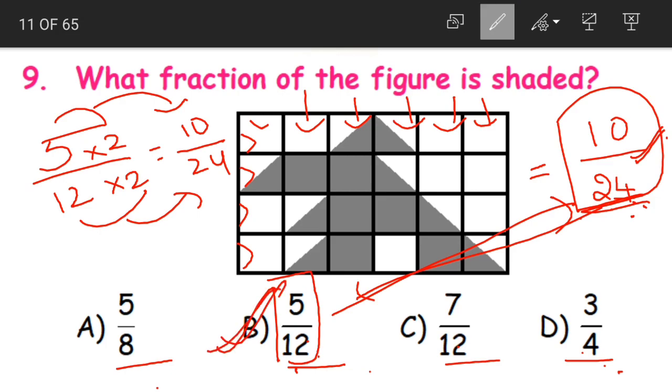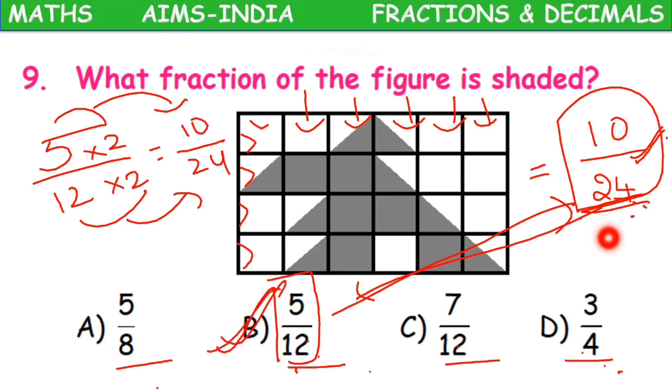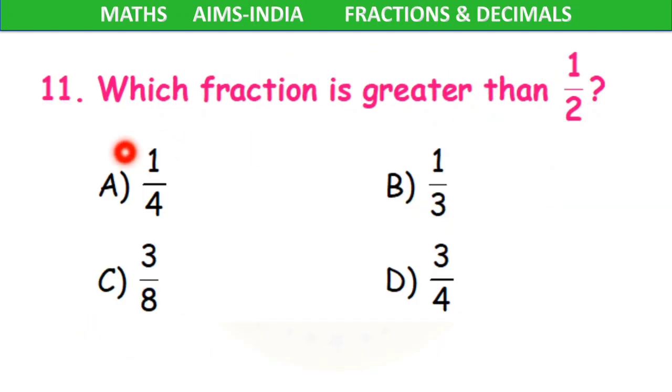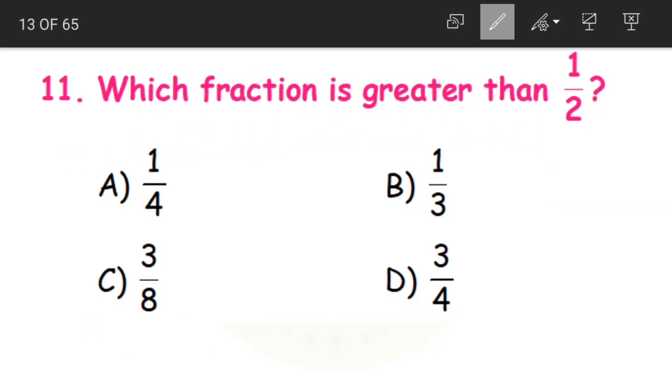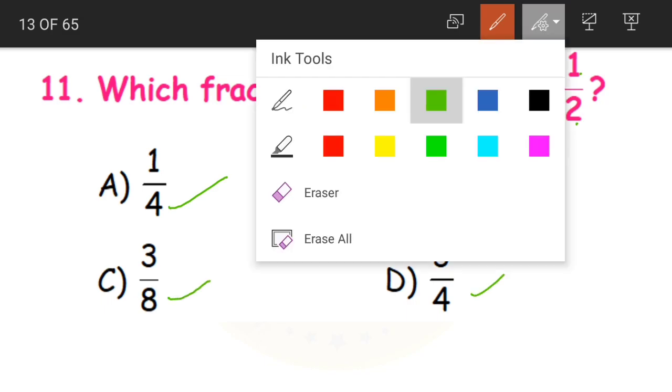Option B, 5 by 12 becomes our correct answer. So, like this, sometimes the direct answer will not be given. You have to find out the equivalent. Question number 11. Which fraction is greater than 1 by 2? Now we have 1 by 2 here, and then we have the remaining fractions 1 by 4, 1 by 3, 3 by 8 and 3 by 4.